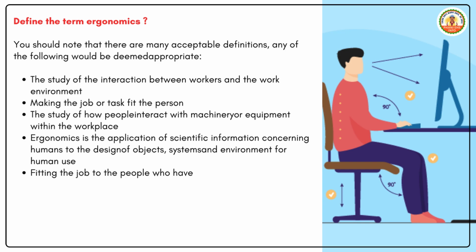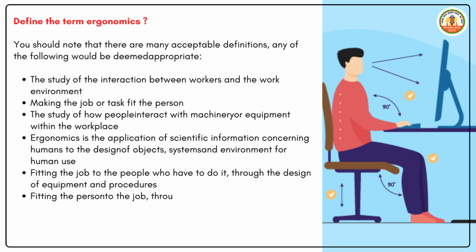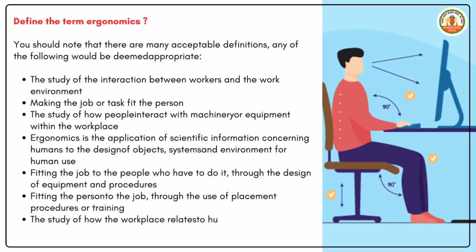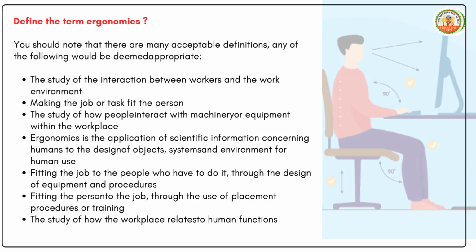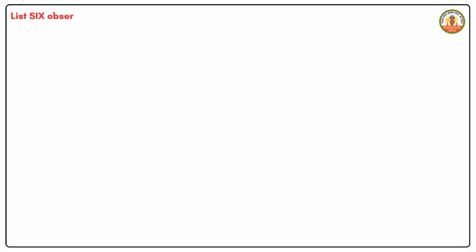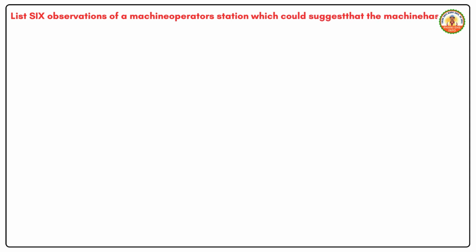Fitting the job to the people who have to do it through the design of equipment and procedures. Fitting the person to the job through the use of placement procedures or training. The study of how the workplace relates to human functions. List 6 observations of a machine operator's station which could suggest that the machine has not been ergonomically designed.